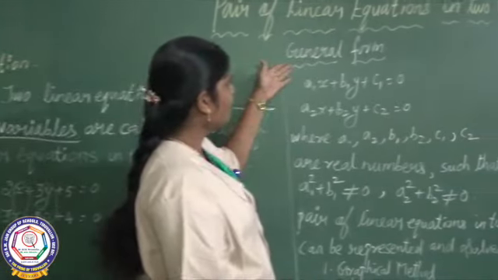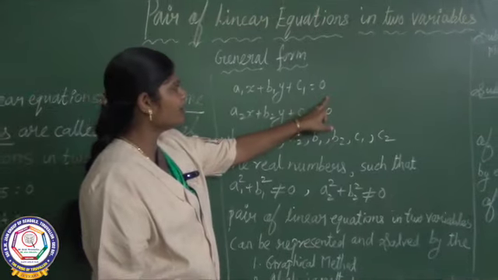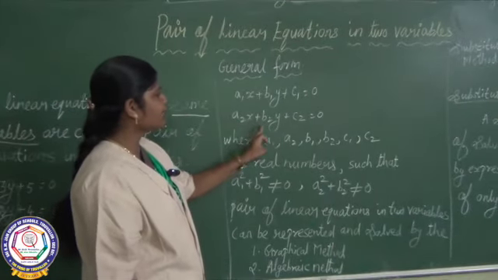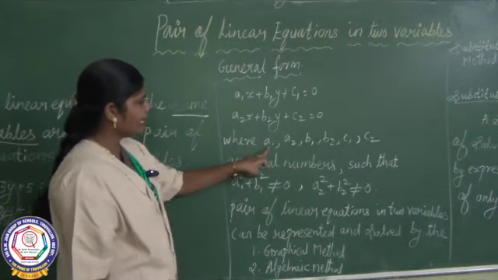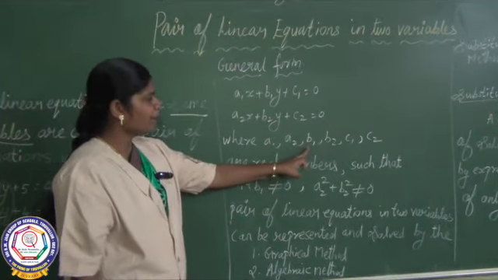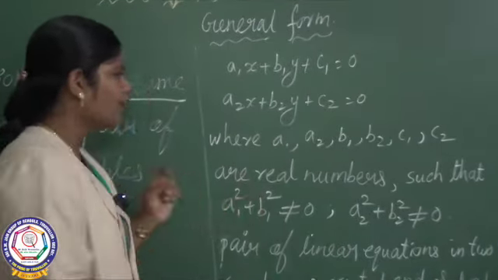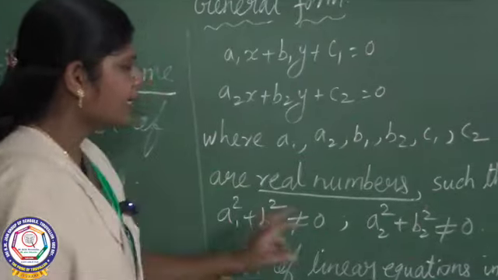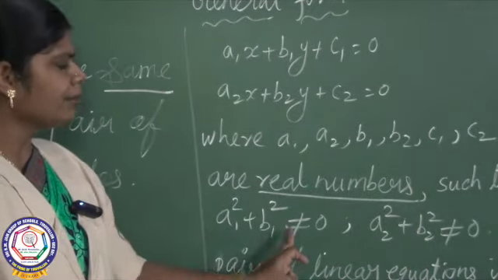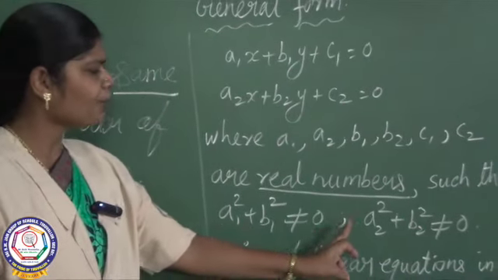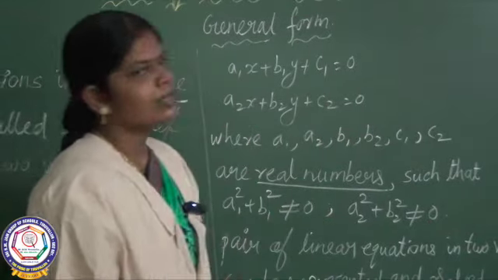Let's see the general form. a1x plus b1y plus c1 equal to 0. a2x plus b2y plus c2 equal to 0. Where a1, a2, b1, b2, c1 and c2 are real numbers such that a1 square plus b1 square not equal to 0, a2 square plus b2 square not equal to 0.